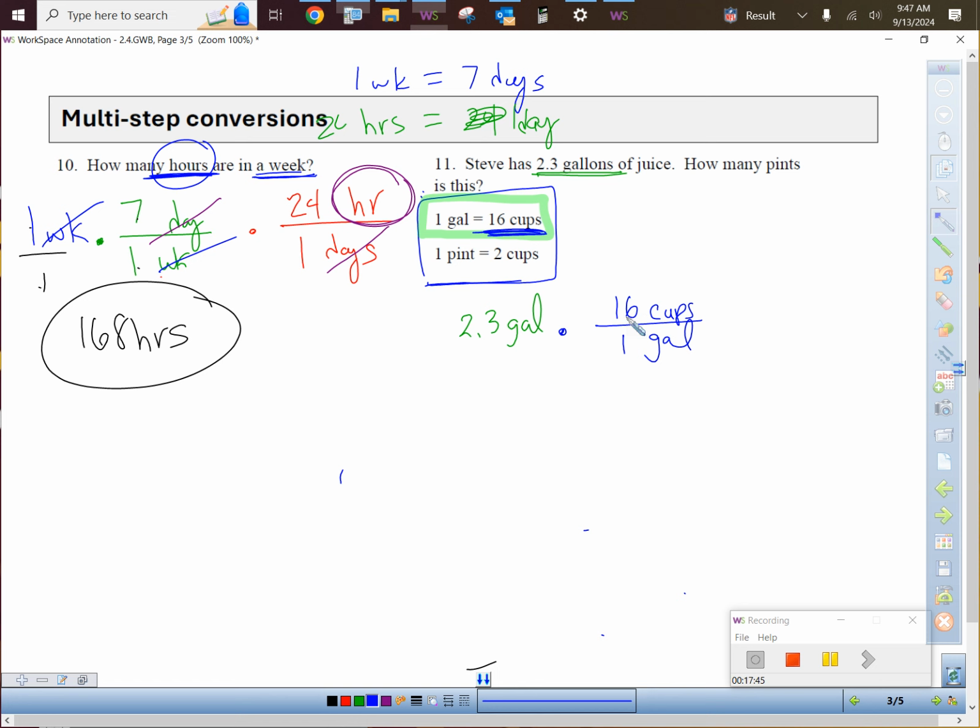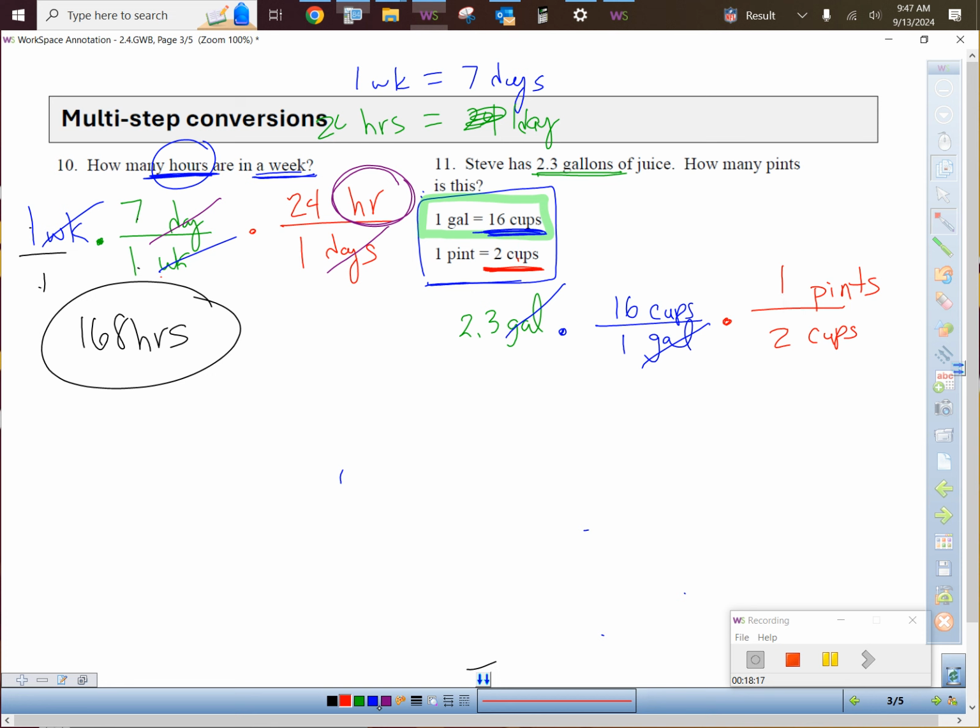And I'm going to piece out my gallons already. Gone, right? Done with those. But see, that converted us to cups. We don't want cups. We want to get it to pints. So I got to take it times that other dude. And you see how cups is upstairs now, so I need cups to go downstairs. So those will cancel each other out. And what's next to cups is a 2. And that will leave pints upstairs, which is what I want. And there's 1 pint in there.